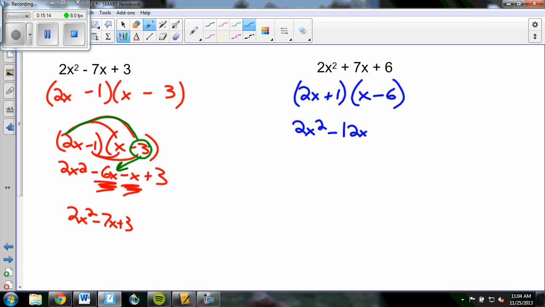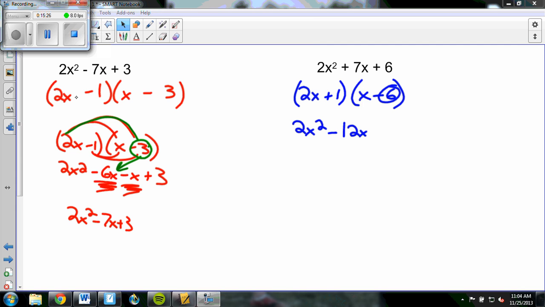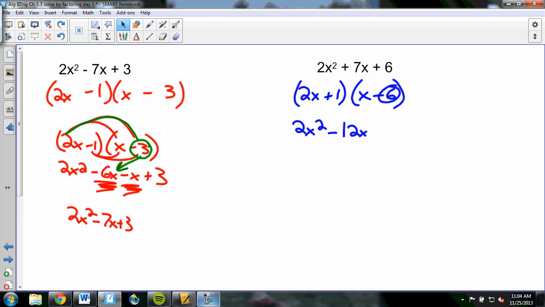This number gets doubled. This number right here gets doubled. I know you'd think it'd be 6 and 1, because 6 and 1 add to 7. But this spot gets doubled, so it's not 6 and 1. You have to think about that doubling.